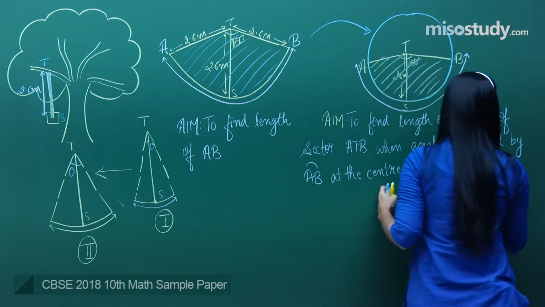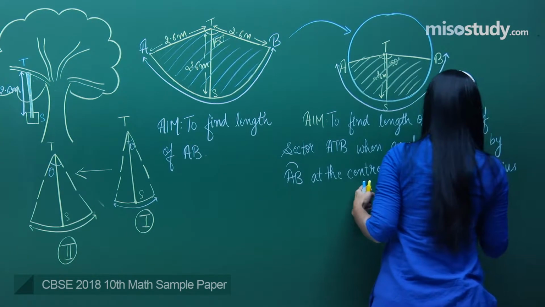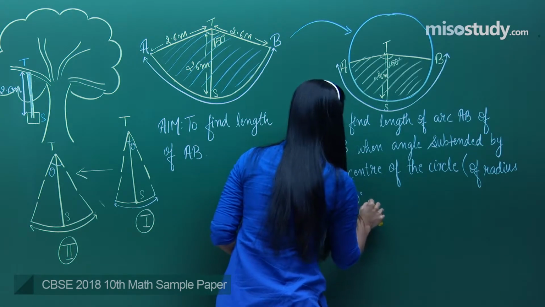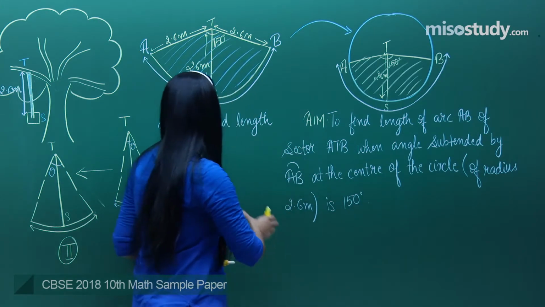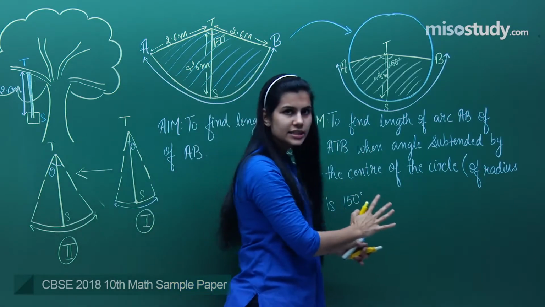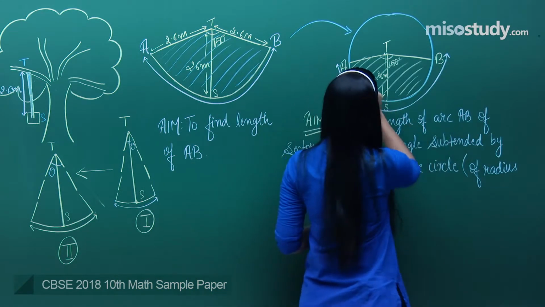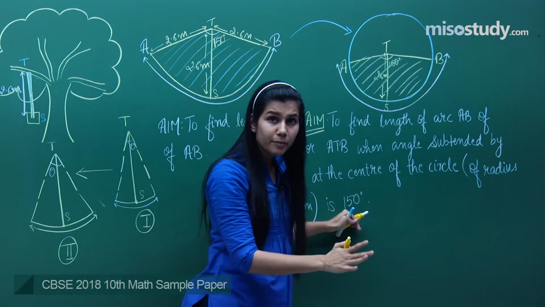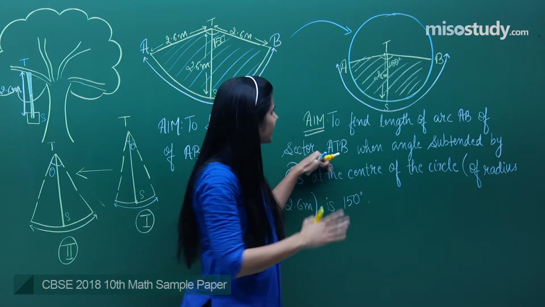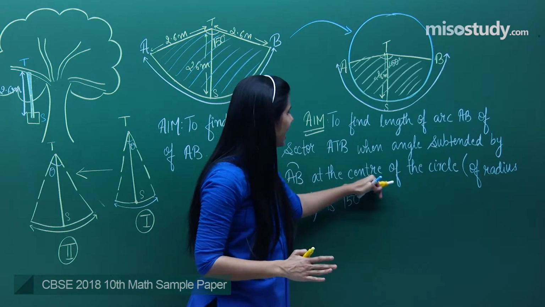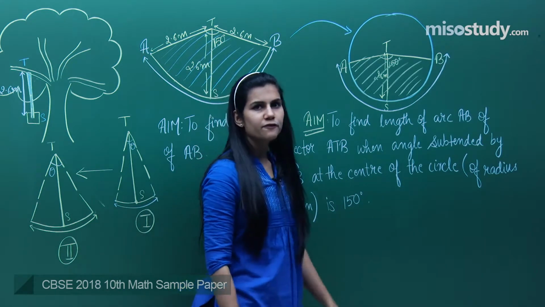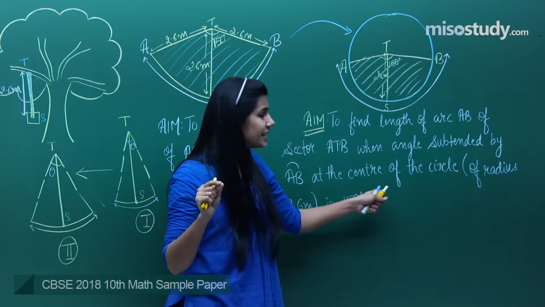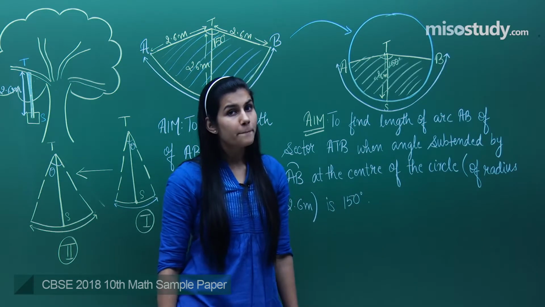So at the center of the circle of radius 2.6 meters is 150 degrees. Let's read again. The aim, from just finding the length of AB in this diagram, has converted to what? I have to now find the length of the arc AB. So we are converting our entire situation into mathematical terms, okay? Because we have to recall concepts of mathematics, right? To find the length of the arc AB of sector ATB when the angle subtended by the arc AB at the center of the circle of radius 2.6 meters is 150 degrees. Now this entire paragraph is going to make you recall. This is enough to give you the hint as to what formula we are trying to bring into the picture.